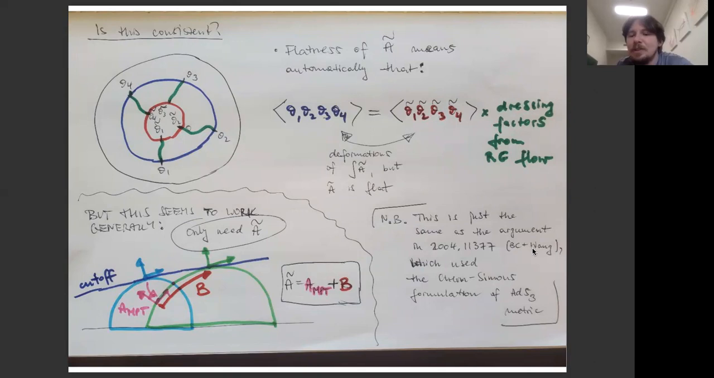Now, this is, roughly speaking, the language in which my students and I have described this calculation in the last paper. And there we use the Chern-Simons formulation of AdS3.